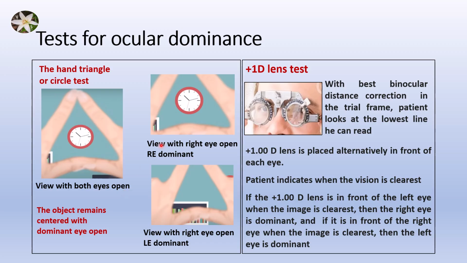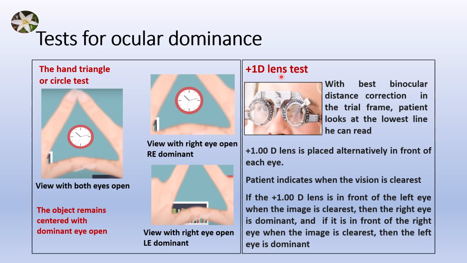Now, when you close the left eye and the right eye is open and the object remains in the center, that means that the right eye is dominant. And when the right eye is closed, the left eye is only seeing and the object does not remain in the center, that means that the left eye is the dominant eye. So, to summarize, the object remains centered with the dominant eye open.